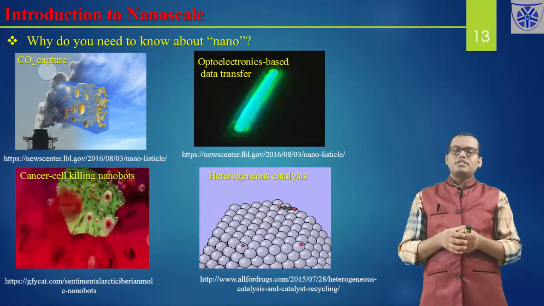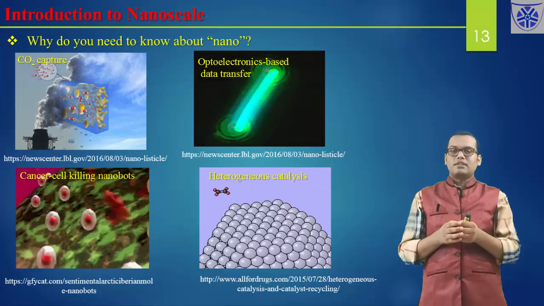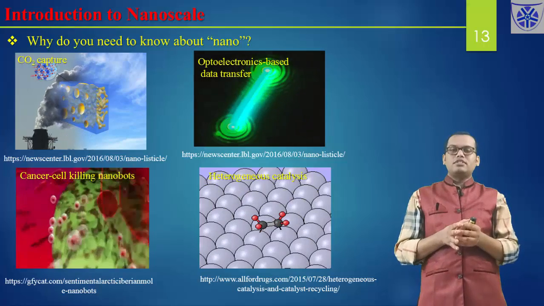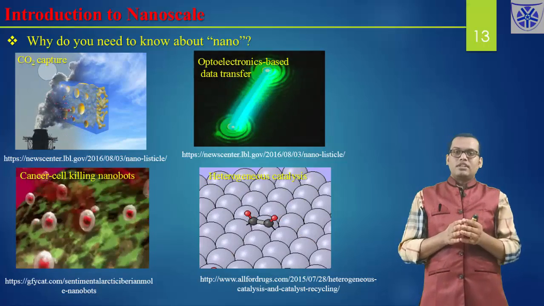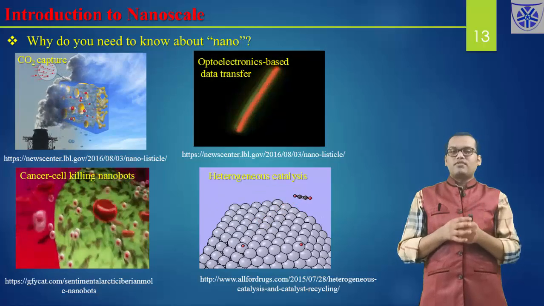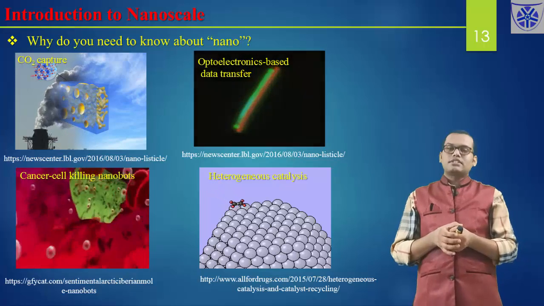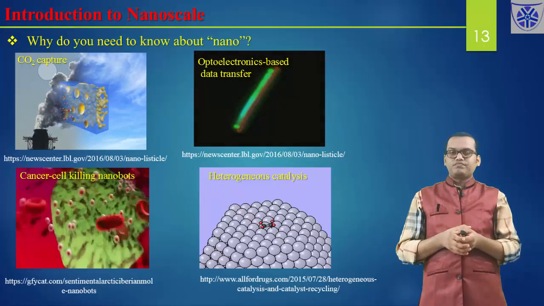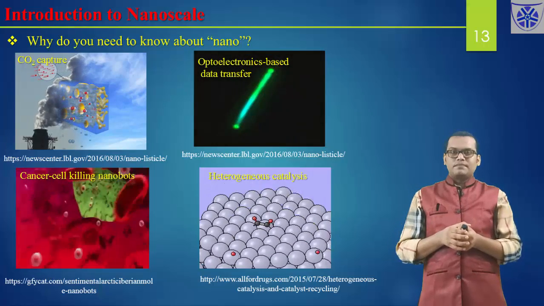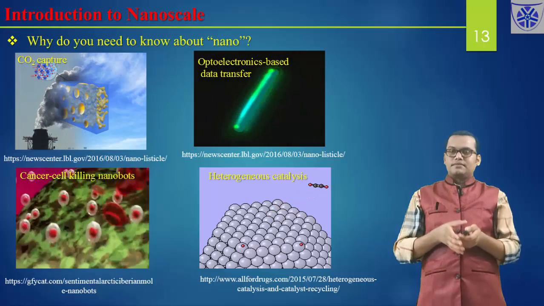Homogeneous catalysis means the reactants and the catalyst are in the same phase, like both in the liquid, or both in the gas, or both in the solid. Heterogeneous means in two different phases. One may be solid, another gas, or solid and liquid. If two different phases are there, that is called heterogeneous catalysis. And there is a huge application of heterogeneous catalysis. This is one of the examples where ethylene is coming and sitting on the catalyst surface and getting hydrogenated and forming ethane.